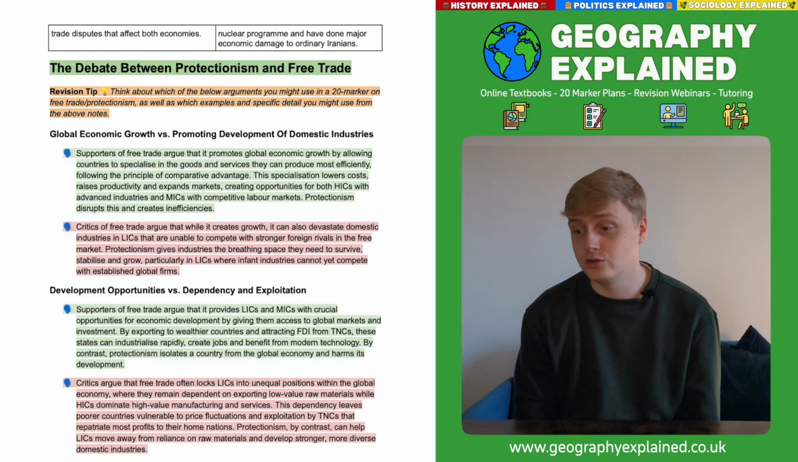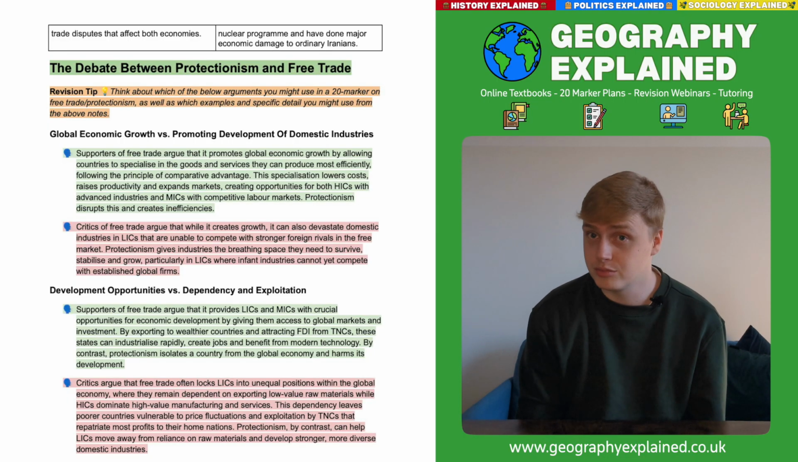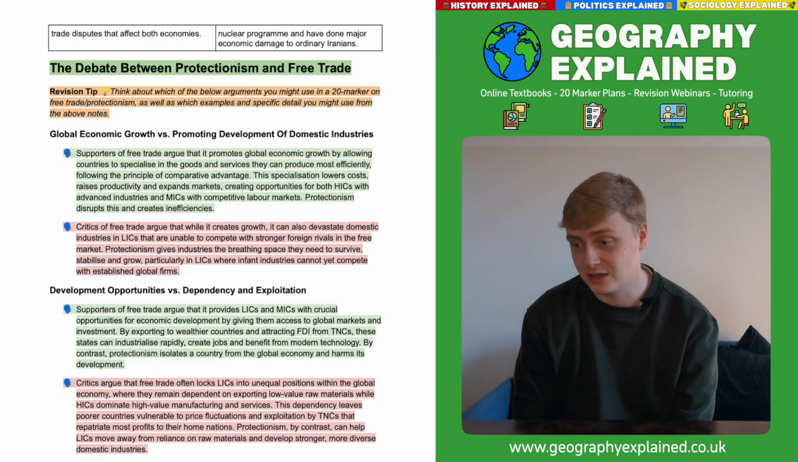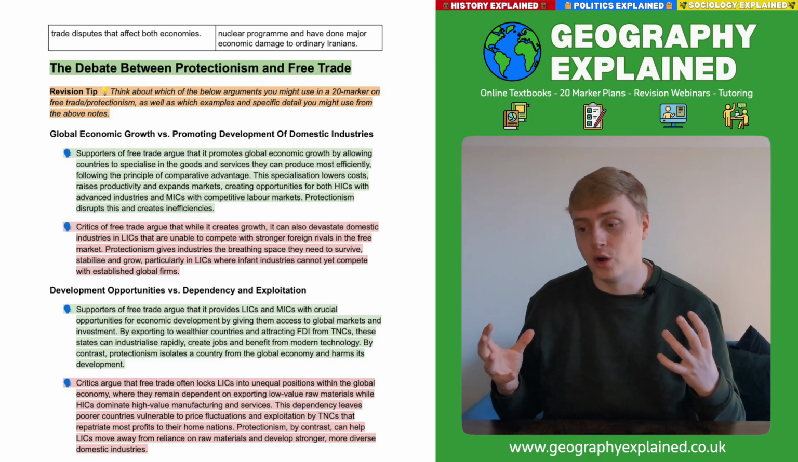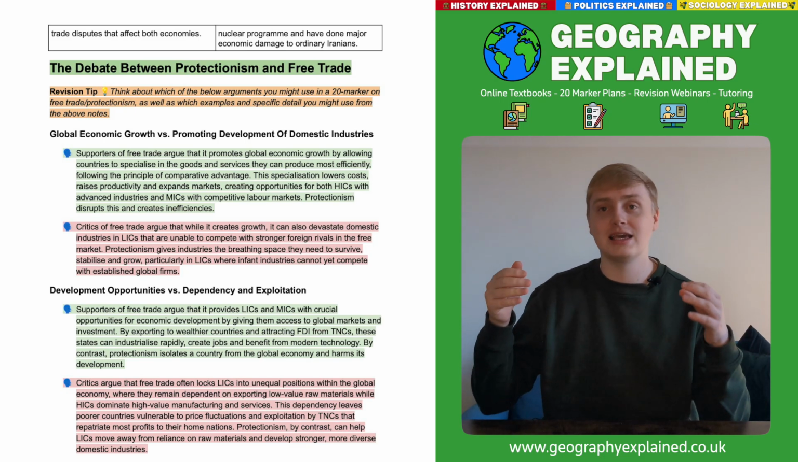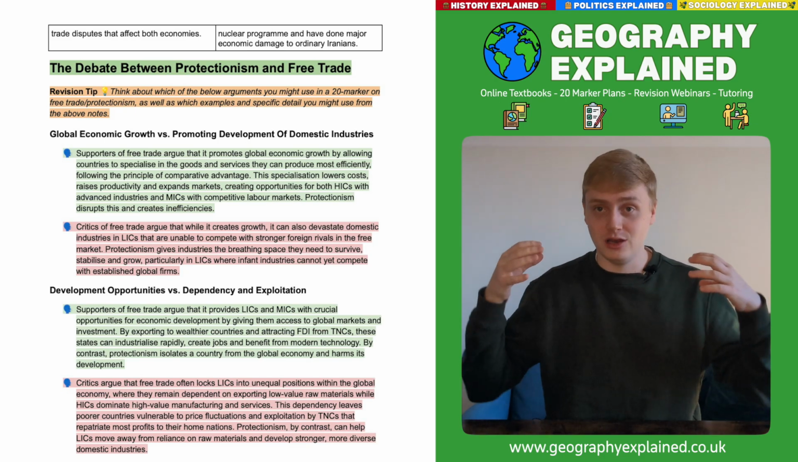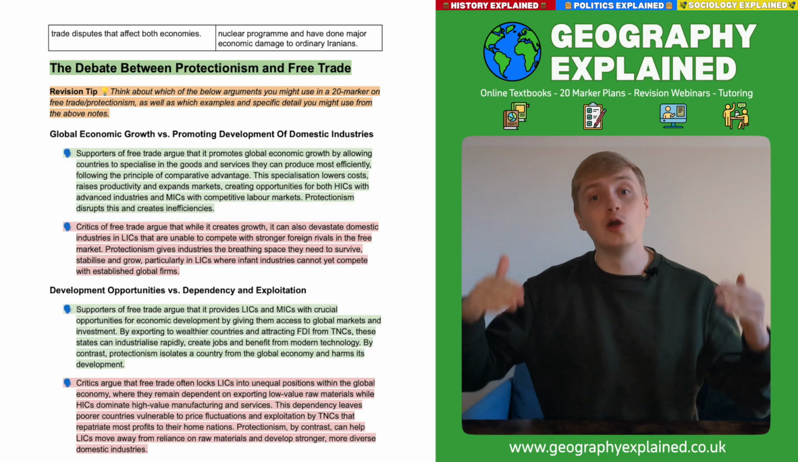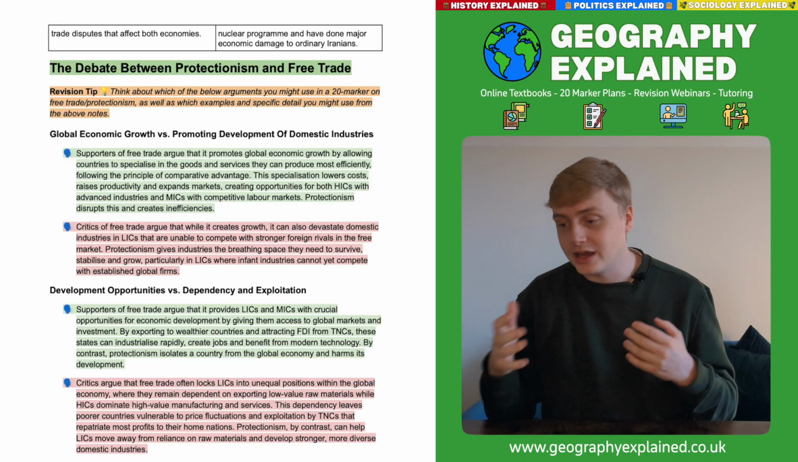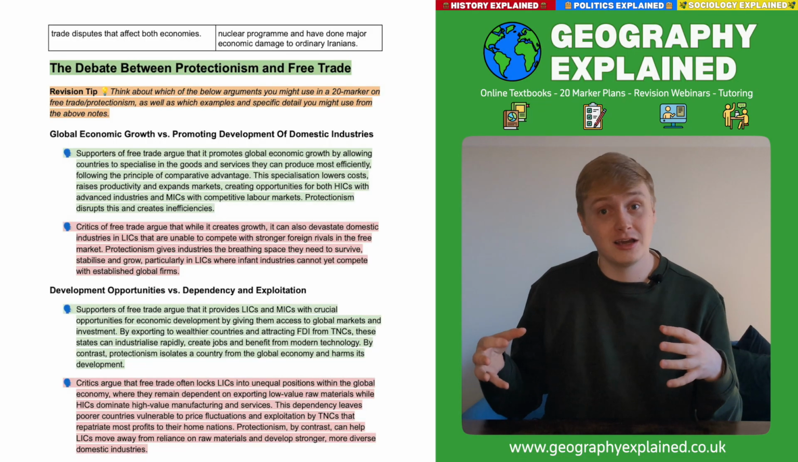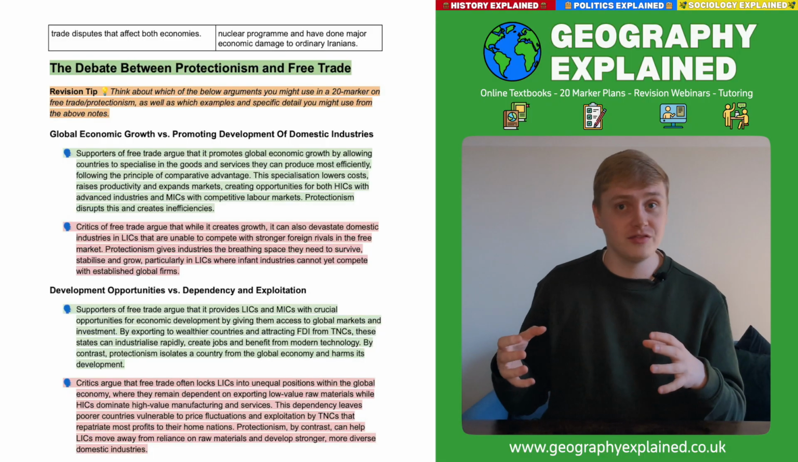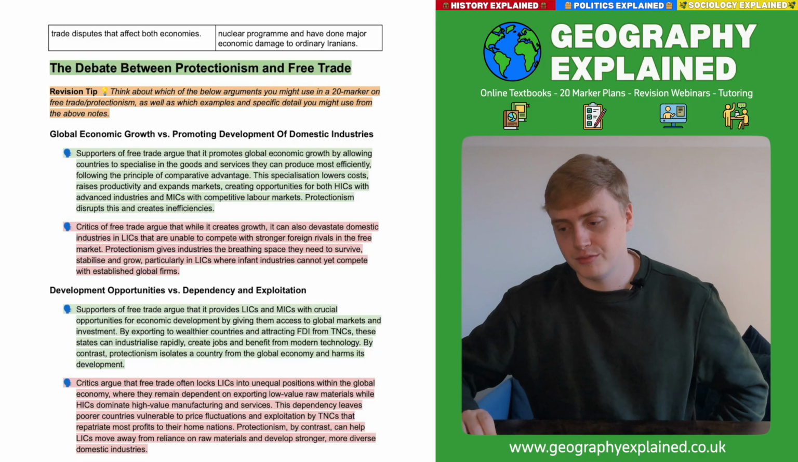The first one: it can be argued that free trade is effective in promoting global economic growth by allowing countries to specialise in the goods and services they can produce most efficiently, following the principle of comparative advantage. And it can be argued that this promotes economic development for everyone, as everyone across the world is specialising in what they're most effective at producing at the lowest costs and the highest quality. And that really effectively promotes global economic growth for everyone, including high-income, low-income, and middle-income countries, who can all specialise in what they're most effective at. And that protectionism actually disrupts this through tariffs and disrupts global economic growth, for example.